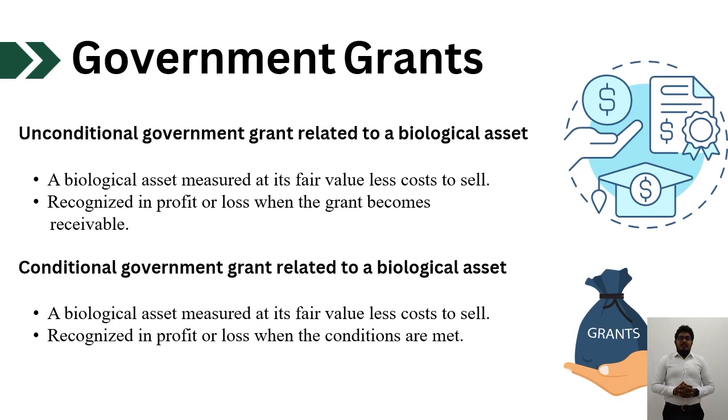However, when a government grant related to a biological asset is conditional, the recognition in profit or loss is contingent upon meeting those conditions. If so, the entity records the grant as income only when it fulfills the conditions attached to it. It's important to note that if a government grant relates to a biological asset measured at its cost less any accumulated depreciation and impairment losses, the principles outlined in LKS 20 are applied. Now I invite Amalia to continue the session.